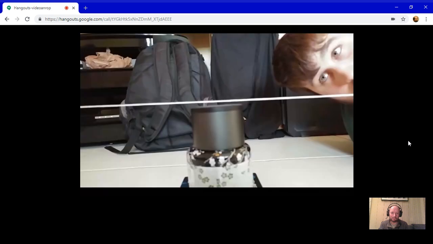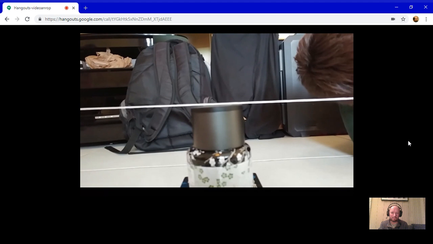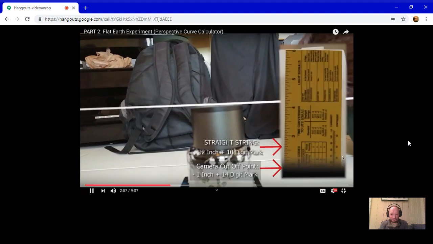And so now, just like the last video I did, we're going to go ahead and pull out the string, tape it to the very center of the camera eye lens, and stretch it out and see if the string, the direct line of sight, lands exactly where the camera's perspective line of sight showed the cutoff point. Okay, so when I stretch the string out in a perfect straight line from the camera, just nipping the obstruction, and then placing it straight to the ruler, the string landed at the 2-inch plus 10-digit mark.